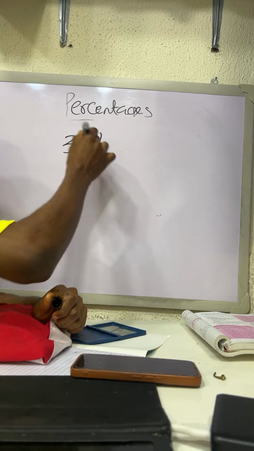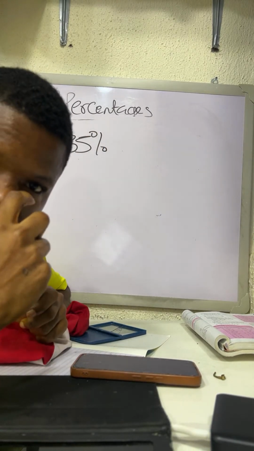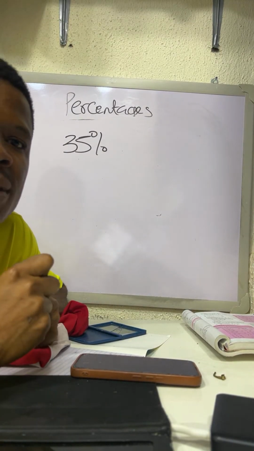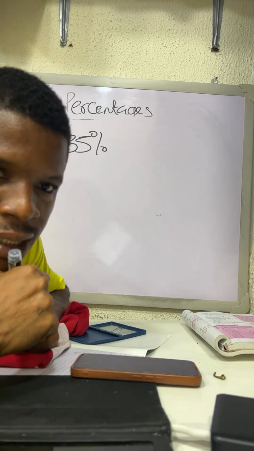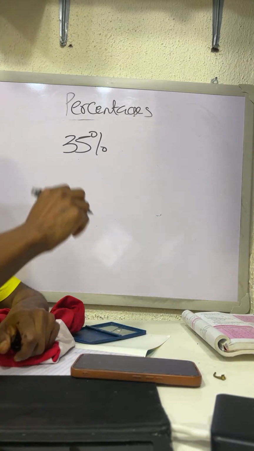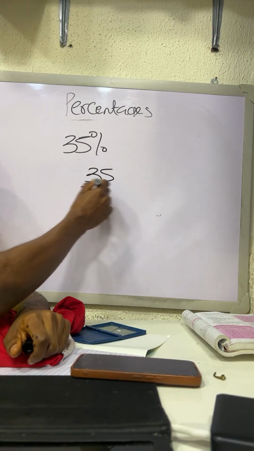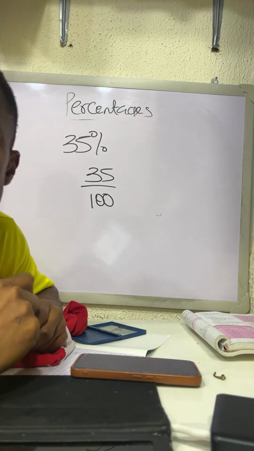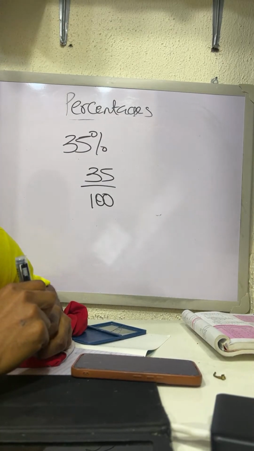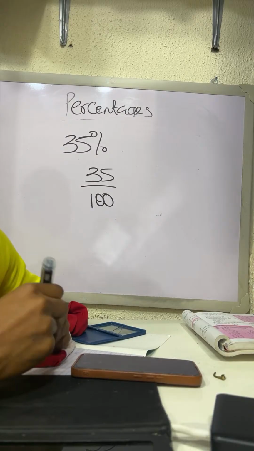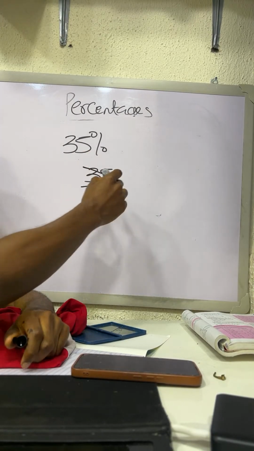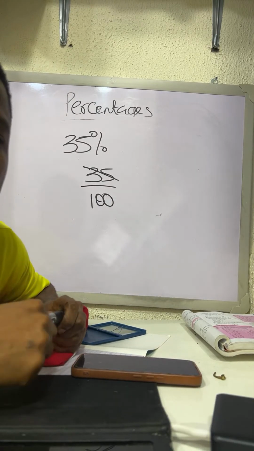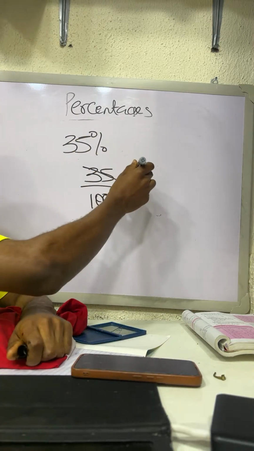35%. If you want to write 35% as a fraction, how do you write it? You have to write it as 35 over 100, right? So if you have 35 over 100, what can divide both? 5. You can see that 5 can divide 35. If I divide 35 by 5, you get 7.